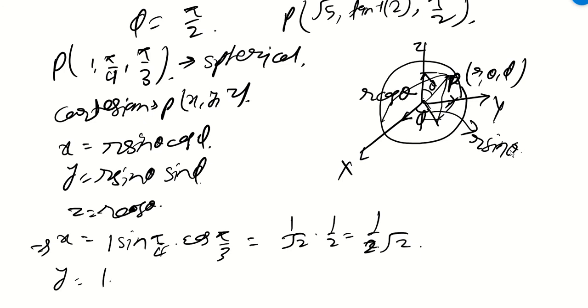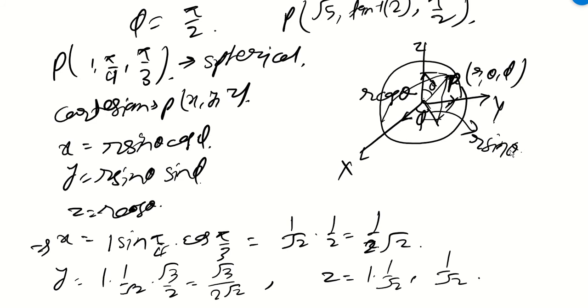Similarly, y will be 1 into sin pi by 4, which is 1 by root 2, into sin pi by 3, which is like sin 60 degrees, root 3 by 2. So this is root 3 by 2 root 2. And z is equal to r cos theta, so 1 into cos pi by 4, which is 1 by root 2. So in Cartesian coordinates you are getting point P as 1 by 2 root 2, root 3 by 2 root 2, and 1 by root 2.